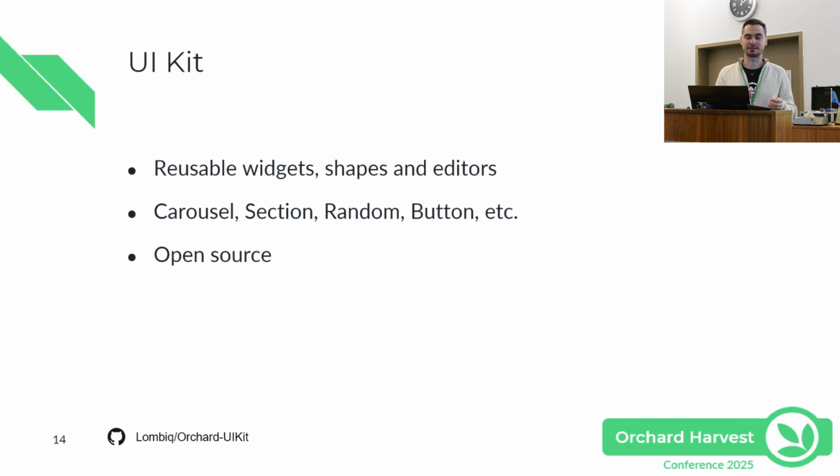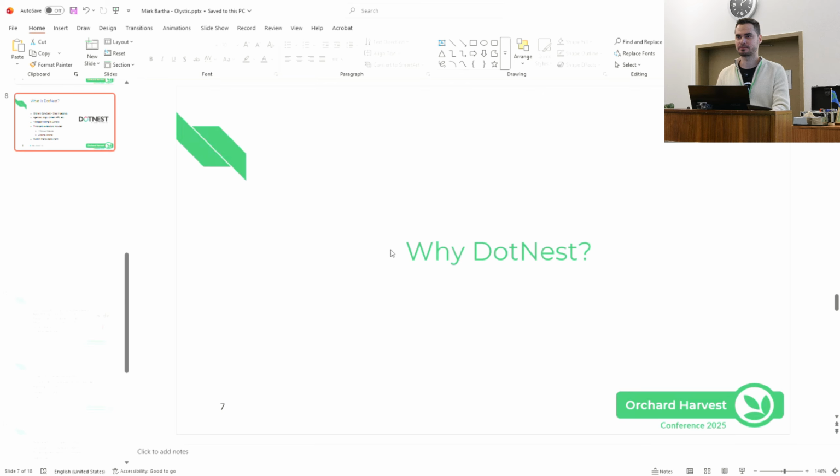Another technology is UIKit. As you can see, we really like to reuse our components, since it basically allows us to maintain the quality of the products that we create, since we reuse the working actual widgets. And with Olystic, we too reused a couple of widgets and created a few new ones. So for example, carousel, the section widget, the random widget, which I will show you, the button widget. These are all reused, and I will show you. Also, this is open source, and you can try it out. Okay, widgets.